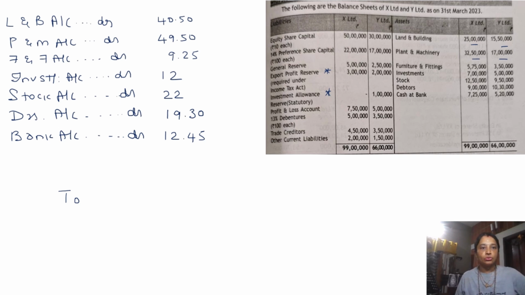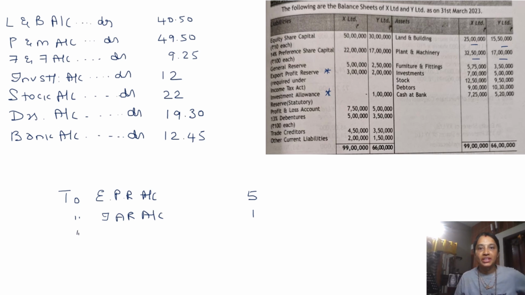So we take two, export profit reserve account. Now X's export profit reserve is 3 lakhs and Y's is 2 lakhs, so total 5 lakhs in the credit column. Then two, investment allowance reserve. X has no investment allowance reserve, only Y has, that is 1 lakh. So directly I take the total 1 lakh.